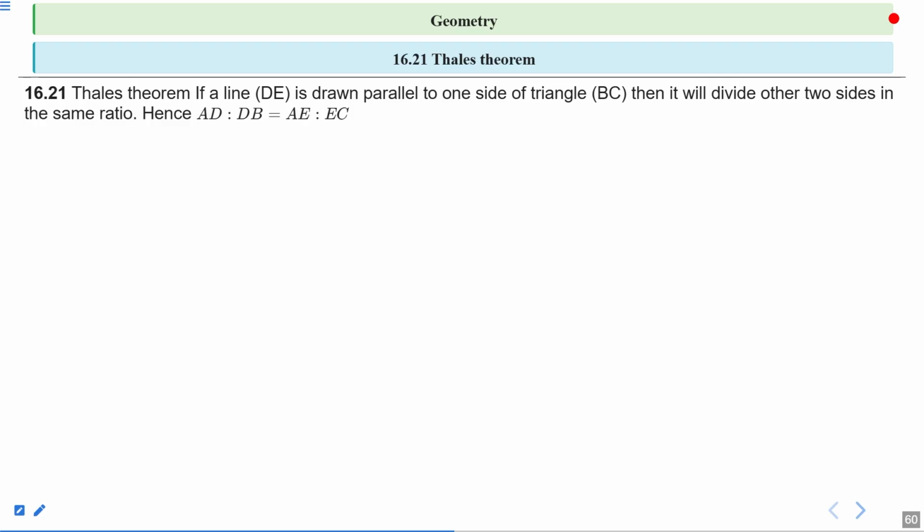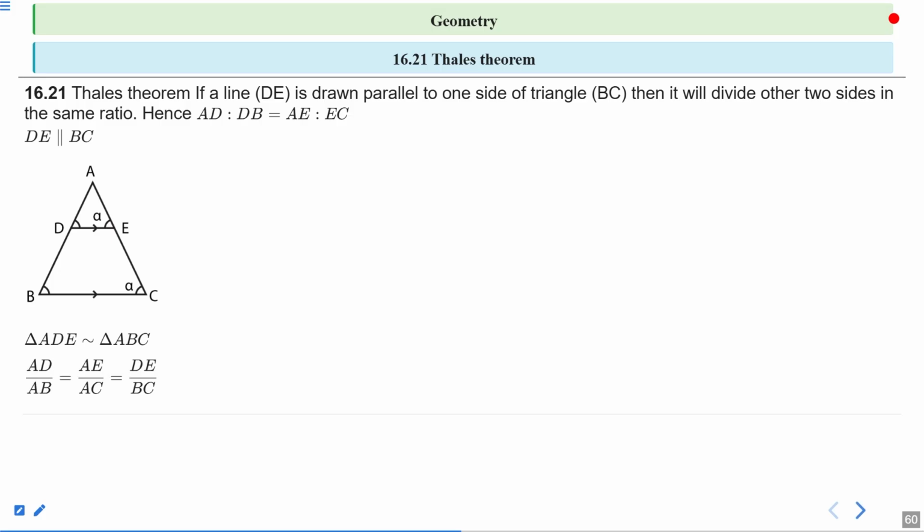Now move to Thales theorem. Thales theorem: if a line DE is drawn parallel to one side BC of a triangle, then it will divide the other two sides in the same ratio. Hence AD ratio DB equals AE ratio EC. So DE is parallel to BC, as we can see in this diagram. So triangle ADE is similar to triangle ABC. So AD upon AB equals AE upon AC equals DE upon BC.